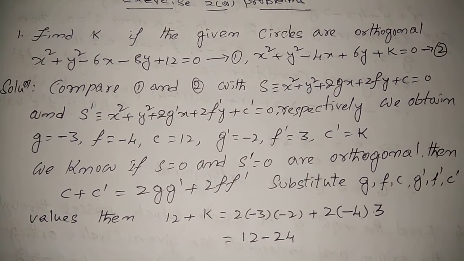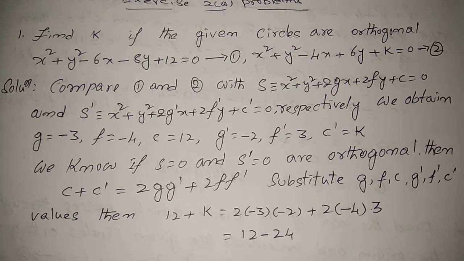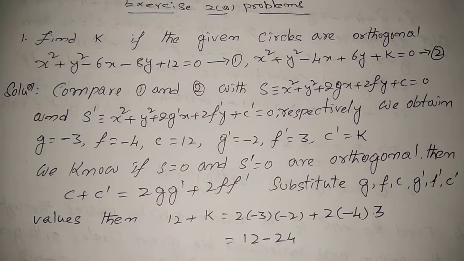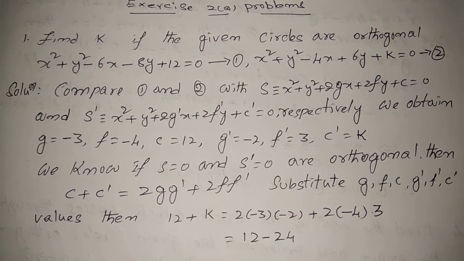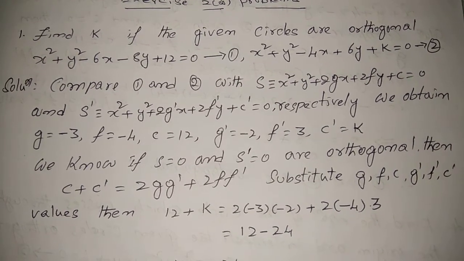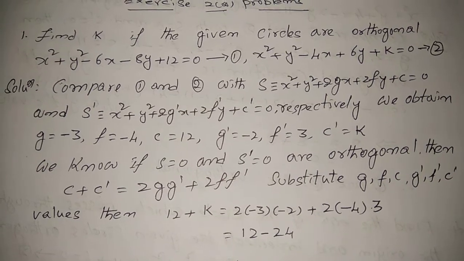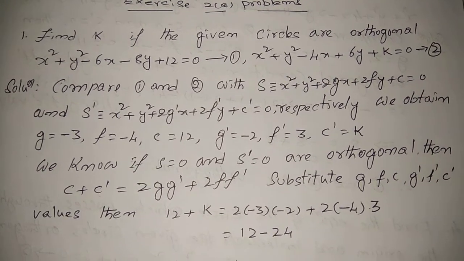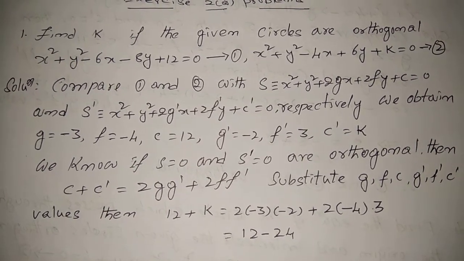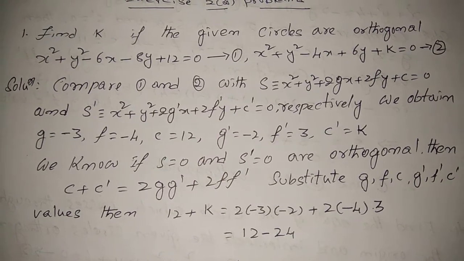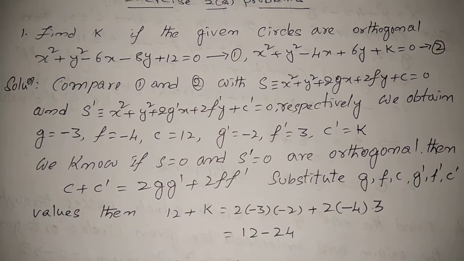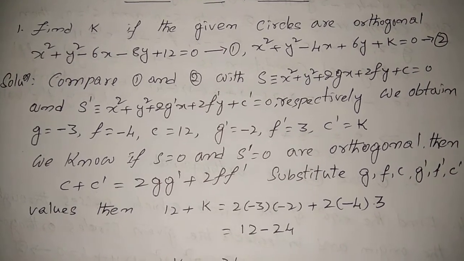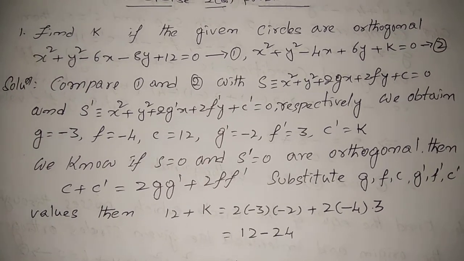Here, compare S is equal to 0 and equation 1. 2gx, that means x coefficient 2g. In equation number 1, x coefficient is minus 6. G is equal to minus 3. 2f is equal to minus 8. F is equal to minus 4. C is equal to 12. Similarly, compare 2 and S dash is equal to 0, we will get g dash, f dash, c dash.